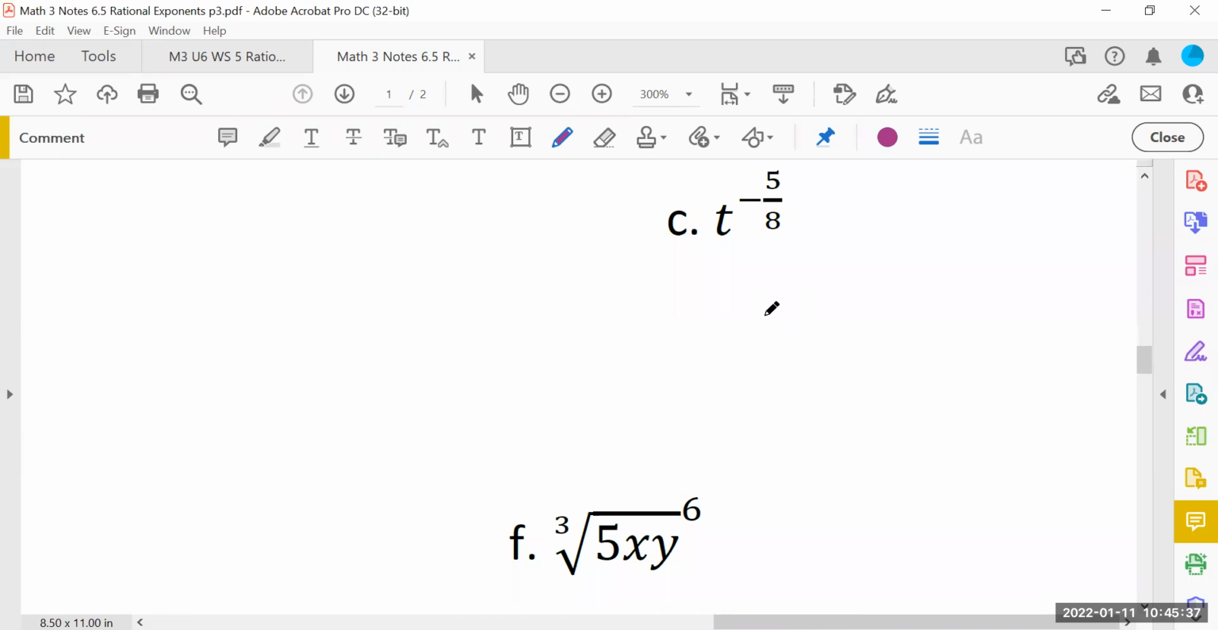Letter C. This one's probably the easiest one yet. 1 over the 8th root of t to the 5th power.